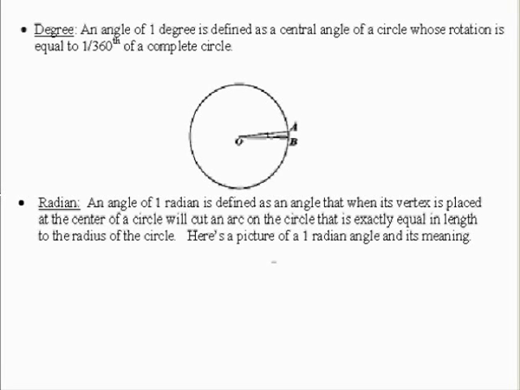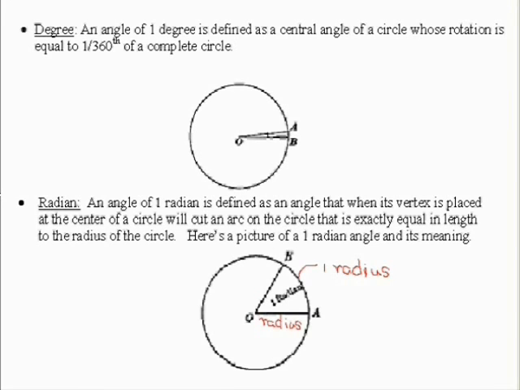The next unit of measure, one with which you may not be familiar, is called the radian. And you can see the definition written here, and I've left the definition of the degree in place for the contrast. A radian is a central angle, which again means with its vertex placed at the center of the circle, that cuts off an arc on the circle that is exactly the same length as the radius of the circle. And here's a picture of that definition.